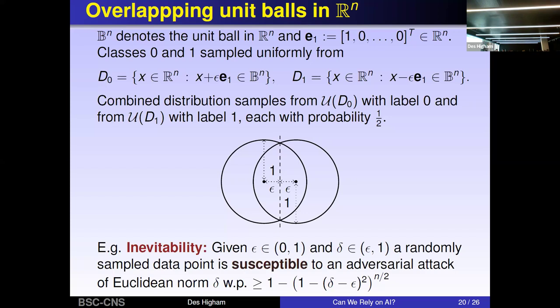Then the kind of result we can prove, this is the inevitability result. A randomly sampled point can be attacked successfully with a norm size delta perturbation. So just slightly bigger than your epsilon, there's a successful attack with this probability. And this probability tends to one exponentially as n goes to infinity. So I can make this arbitrarily close to one. We fixed epsilon, delta's a tiny bit bigger, and I can now let n go to infinity, and this gets arbitrarily close to one. So that's a sense in which it's inevitable that a randomly chosen data point will be susceptible to attack.